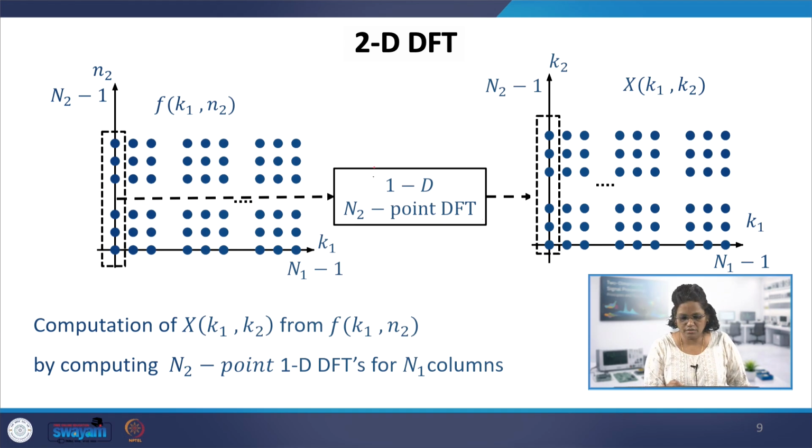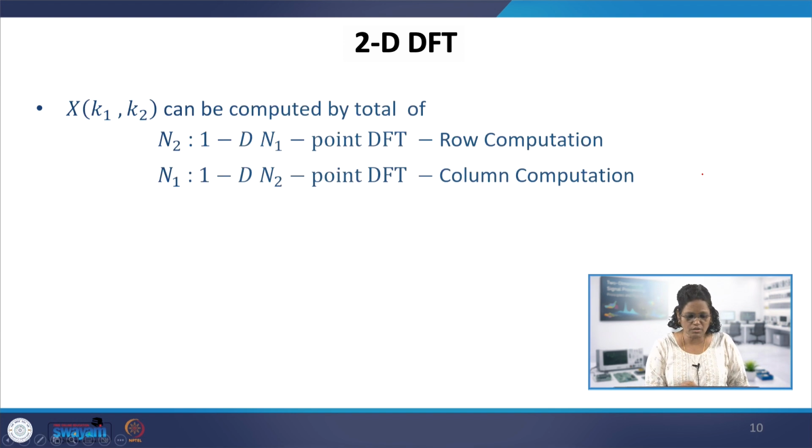So this DFT can be simply replaced with the FFT algorithm to get this sequence x of k1 comma k2. So that's how the 2D FFT is also done. The 2D DFT is discussed, and the same way FFT can also be done in this manner. So we get this x of k1 comma k2 for all the columns.